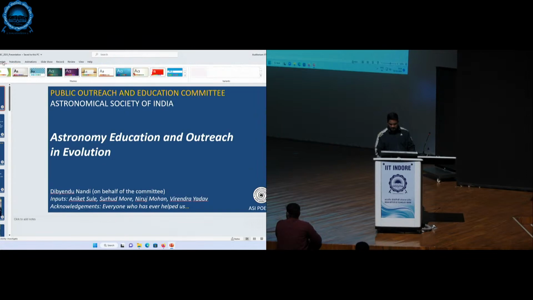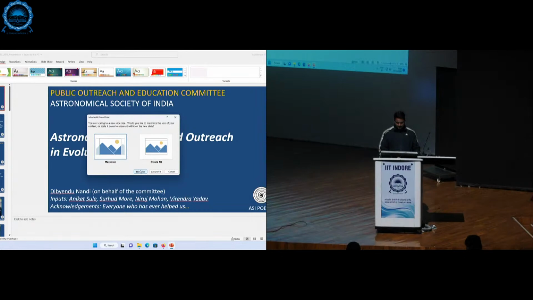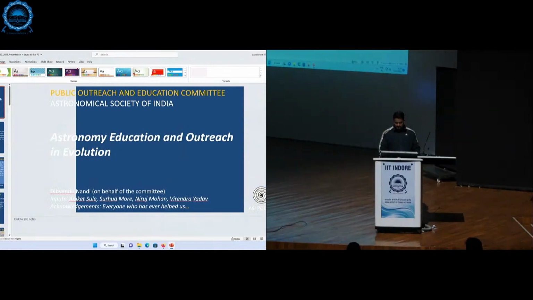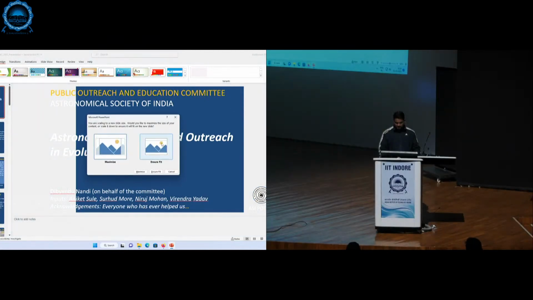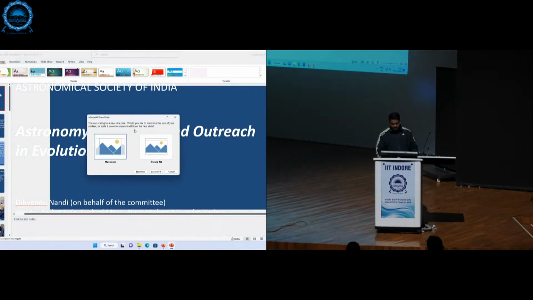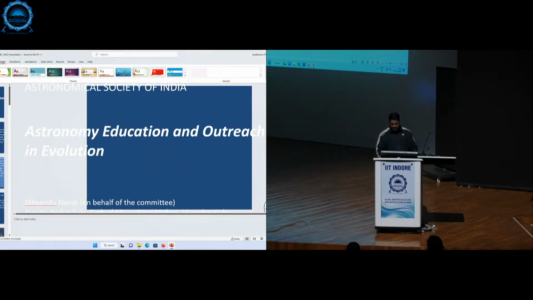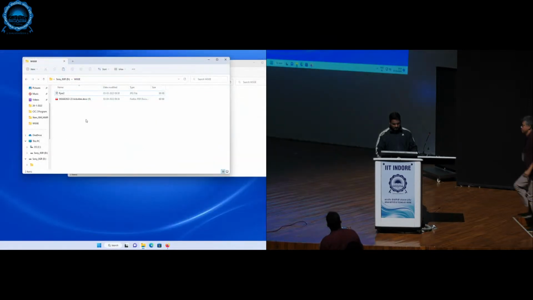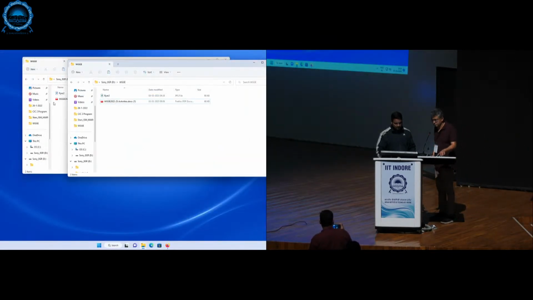So good morning and welcome back to this session. We are running a bit late, but let's see. I hope we keep to the time. This plenary session is about the activities of the Astronomical Society of India. We have two presentations. The first is regarding the public outreach and education activities from the POEC, and the second is for the gender equity activities. So I now invite Professor Dibyendu Nandi to give the report about the public outreach and education activities that they have been doing.